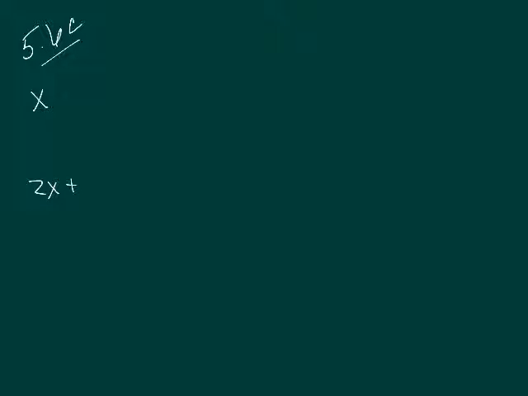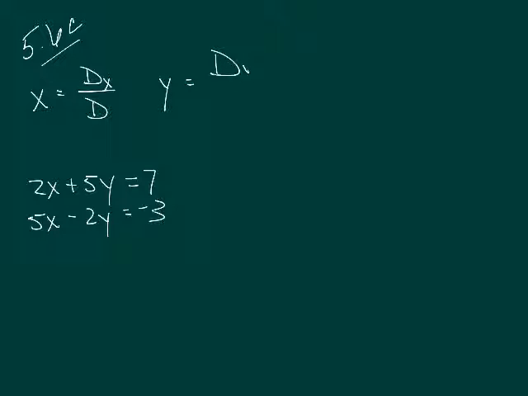I got the wrong one here, from example 5, 2x plus 7y equals 5... I mean, the system is 2x plus 5y equals 7, 5x minus 2y equals negative 3. Let's say that I want to solve this system of equations. My x value is going to equal the determinant of x over d. My y value is going to be d of y over d.